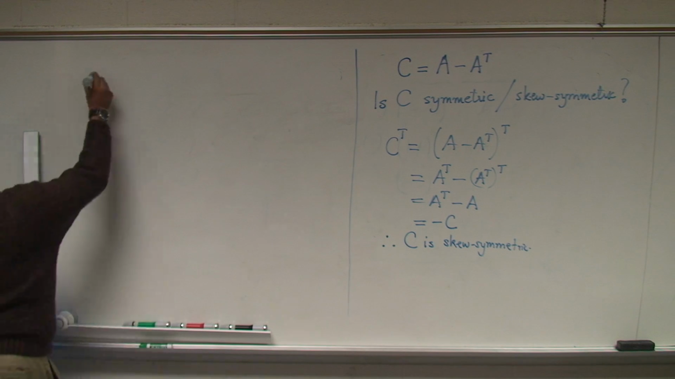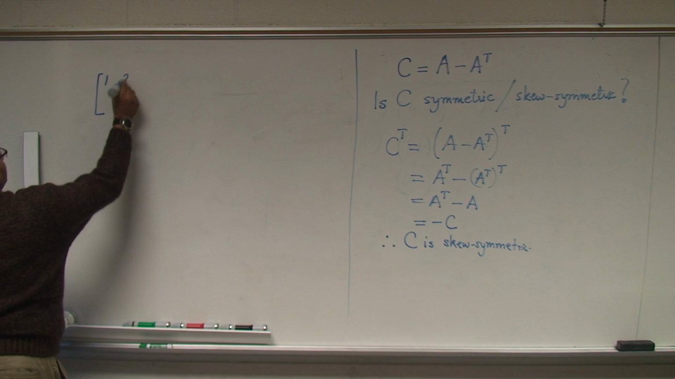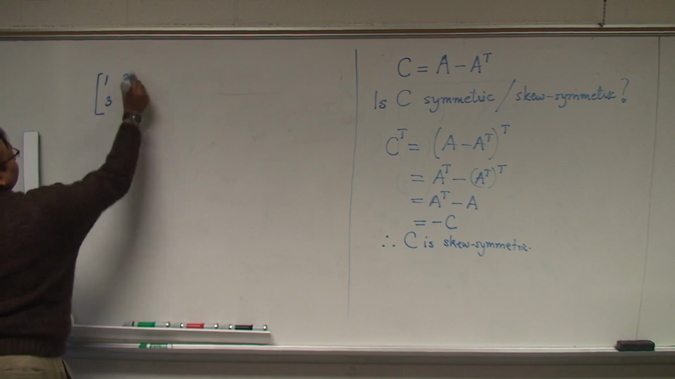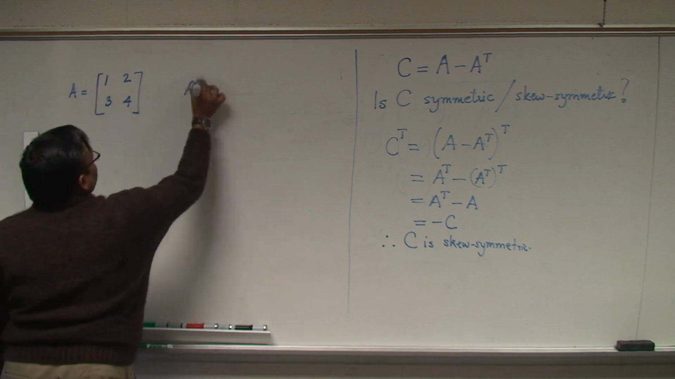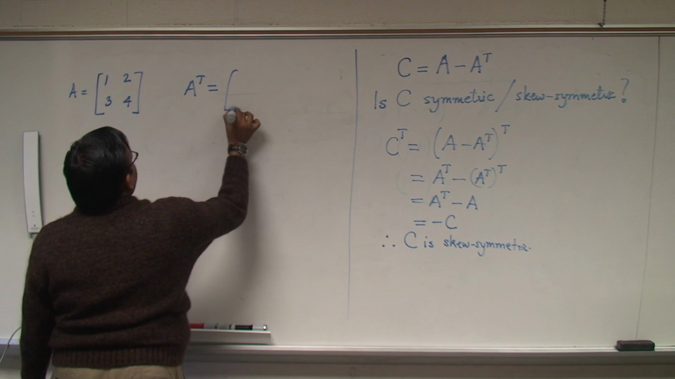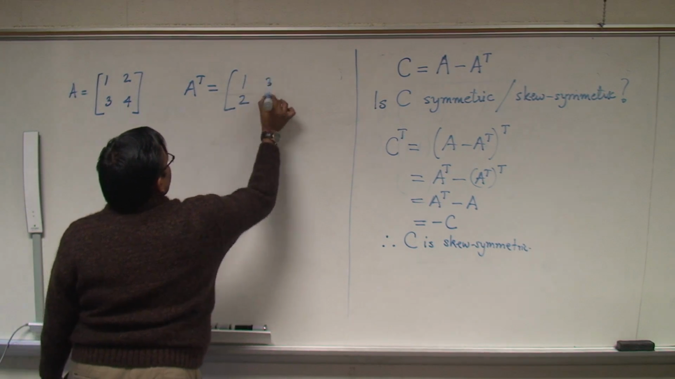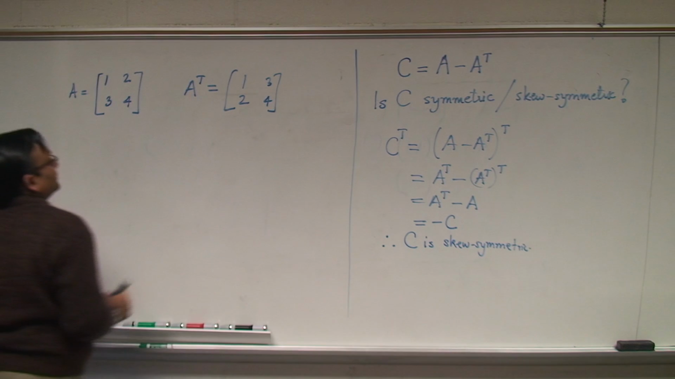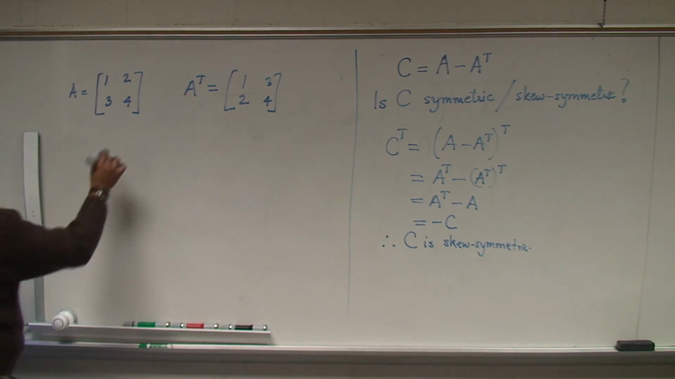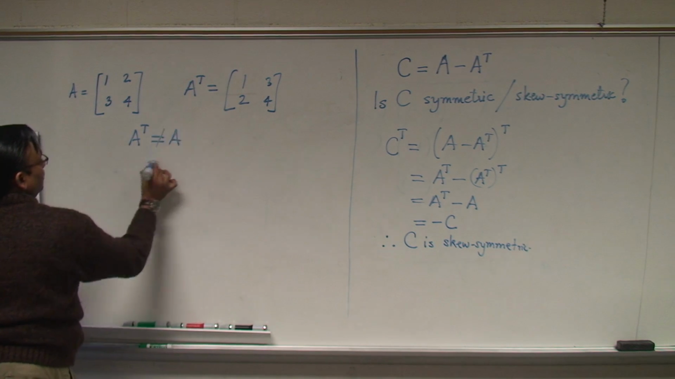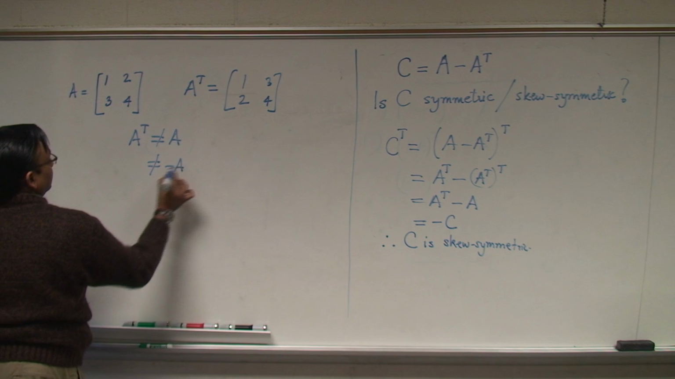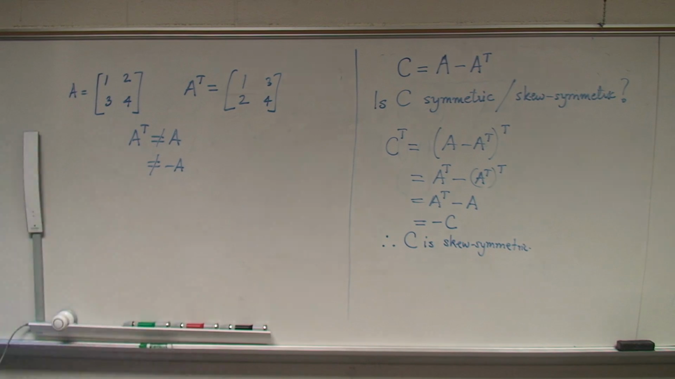For example, let's take a look at this matrix, 1, 2, 3, 4. Suppose this is A, and A transpose would be of the same size, 1, 2, 3, 4. As you can see, A transpose is neither equal to A nor equal to minus A. Therefore, this matrix is neither symmetric nor skew symmetric.